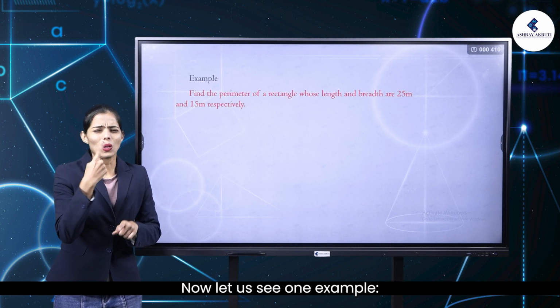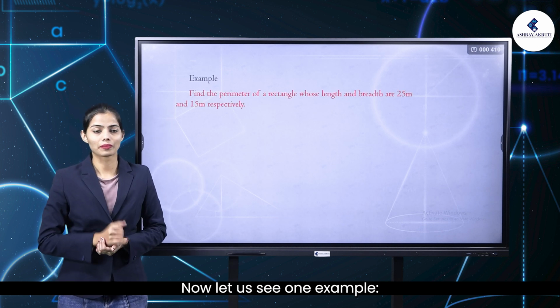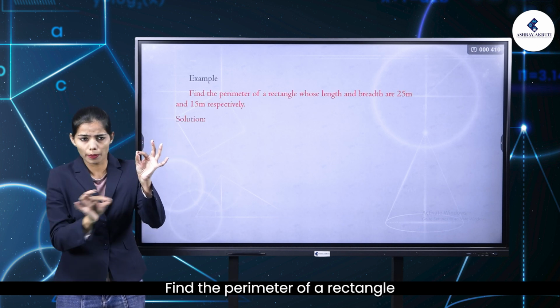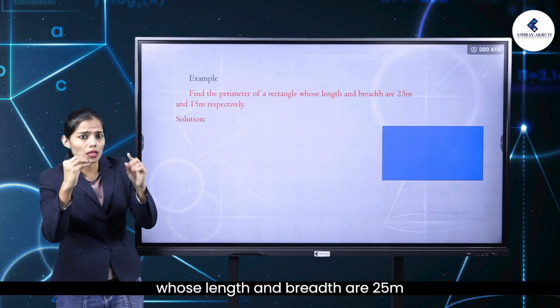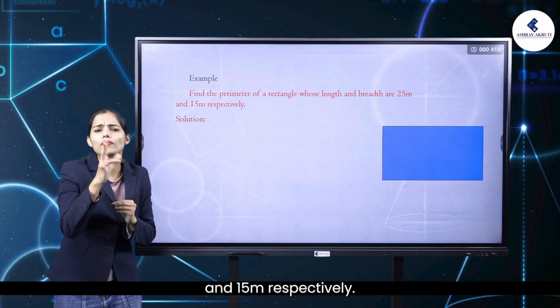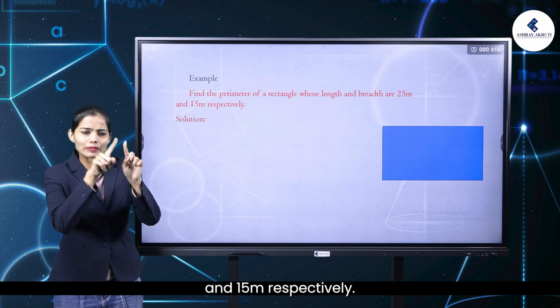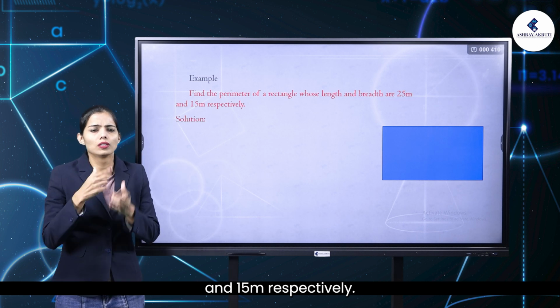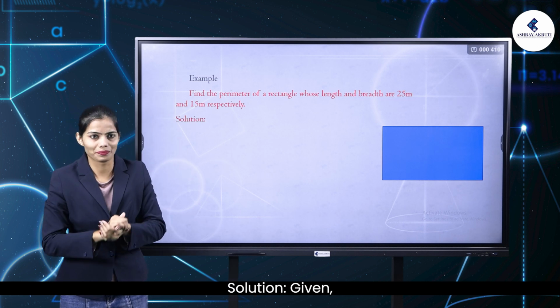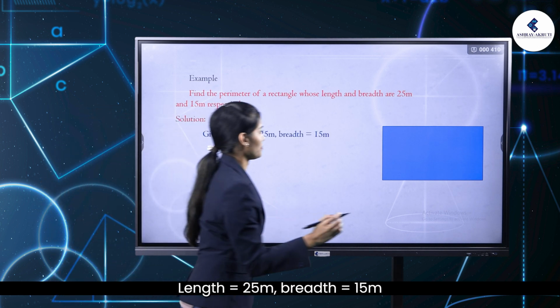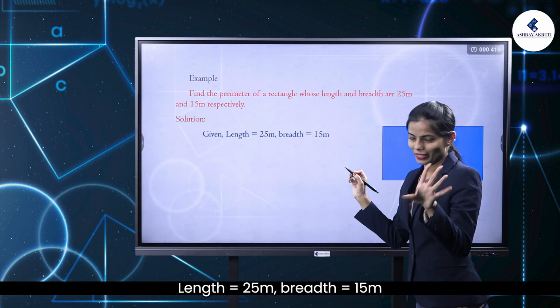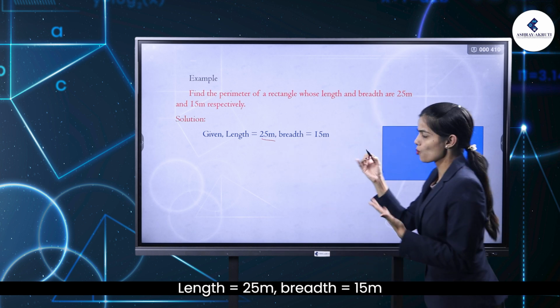Now, let us see one example. Find the perimeter of a rectangle whose length and breadth are 25 meter and 15 meter respectively. Solution. Given length is equal to 25 meter, breadth is equal to 15 meter.